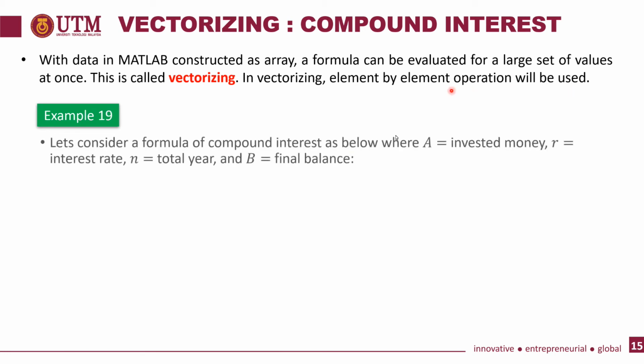In example 19, the question asks you to consider a compound interest formula as below, where A equals the invested money, R equals the interest rate, N equals the total years, and B equals the final balance. The formula is given by B equals A multiplied by (1 plus R) to the power of N. This is a vectorizing formula, where you initiate a formula which consists of a large set of values.